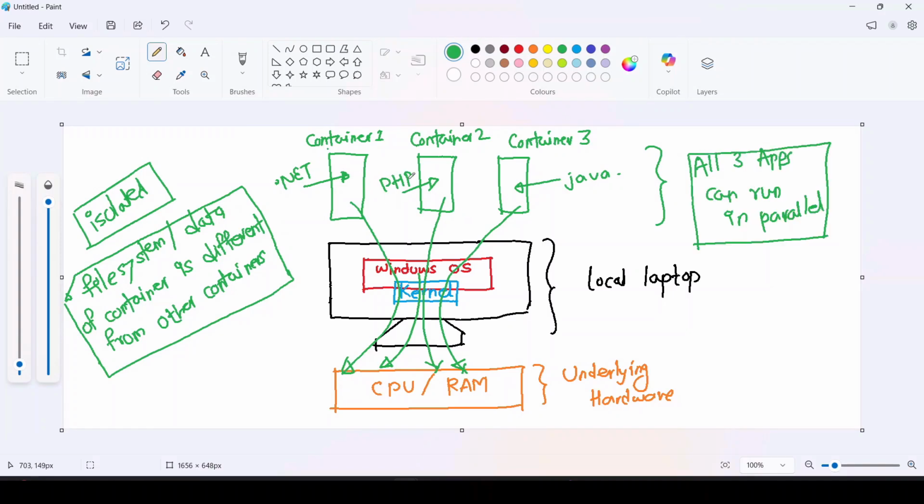But again, all these three containers share or use the same kernel of the operating system of the host machine. So that's it guys for this video.